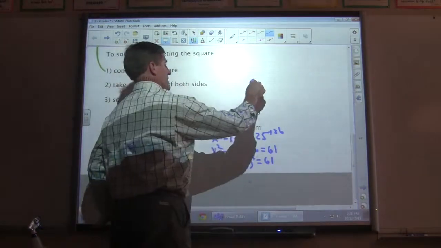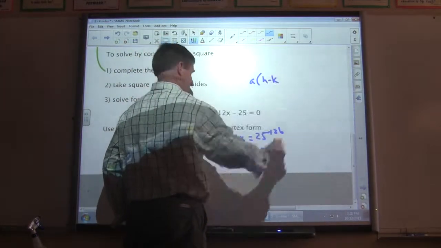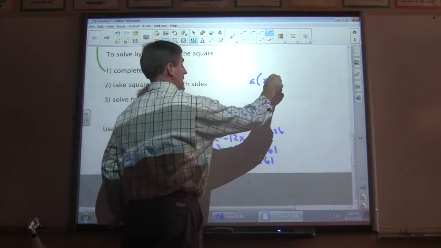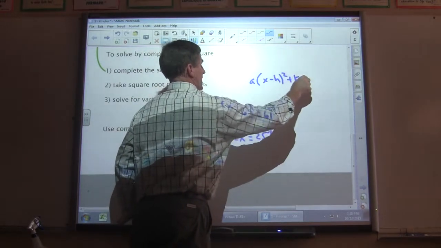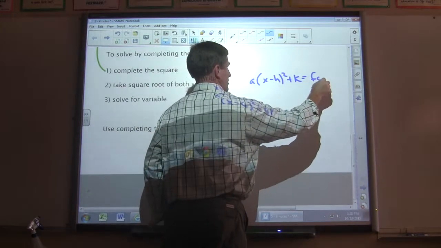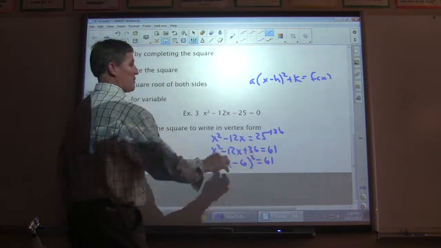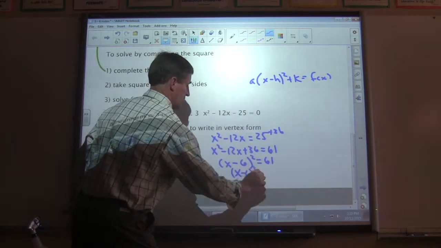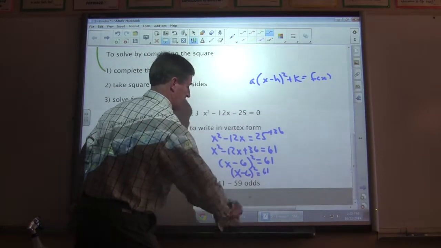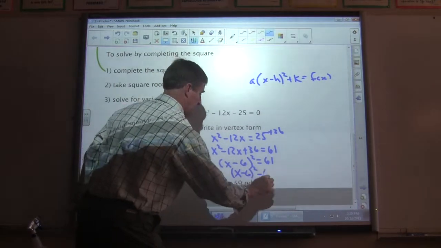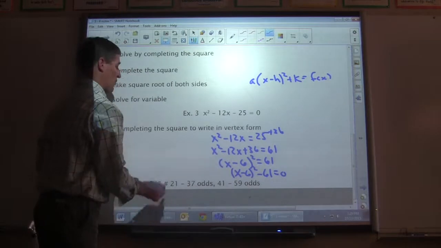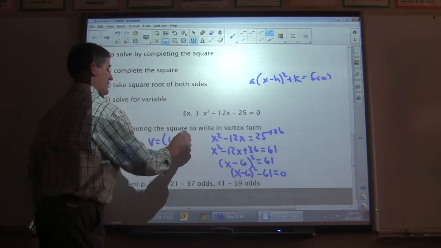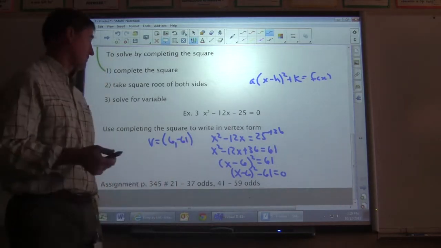And remember, vertex form is a times x minus h squared plus k, is our function, or in this case equal to 0. All we do is we move the 61 back. x minus 6 squared equals 61, by subtracting it, so minus 61. And we've got it in vertex form. So our vertex is h, the opposite of that, so 6, negative 61. And that's all you're doing for vertex form.